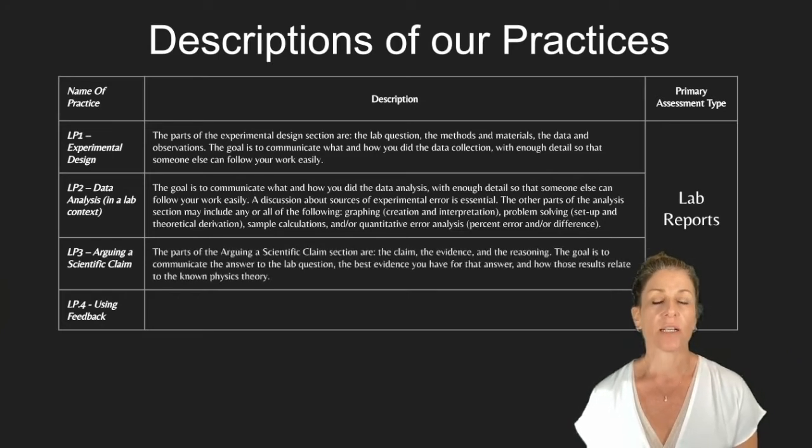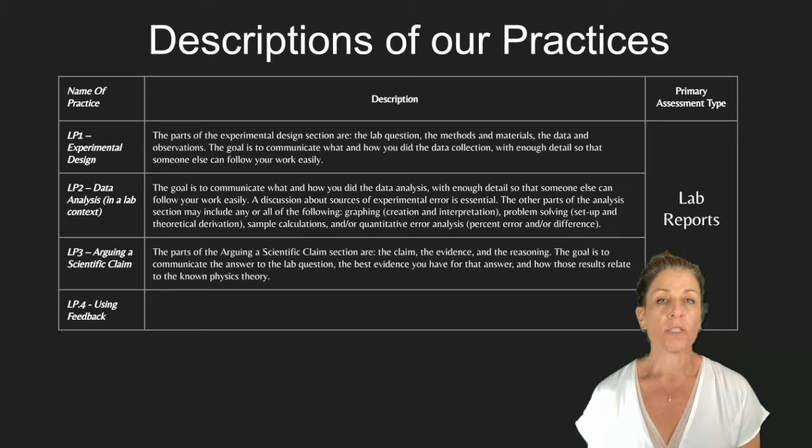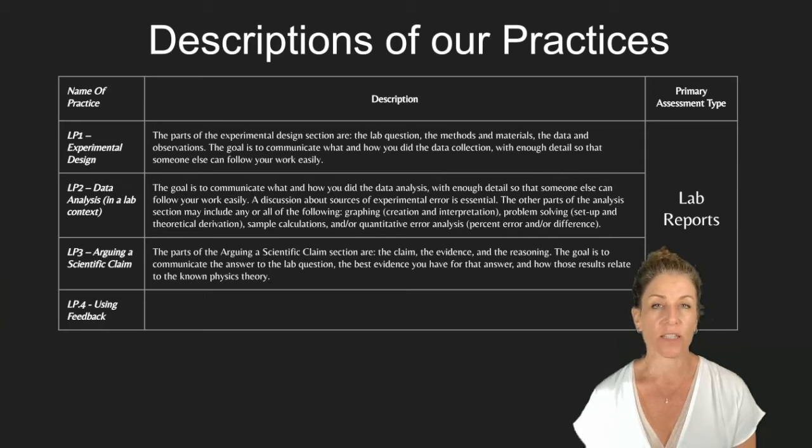Arguing a scientific claim includes the claim, the evidence, and the reasoning. The goal is to communicate the answer to the lab question, the best evidence you have for that answer, and how those results relate to the known physics theory.